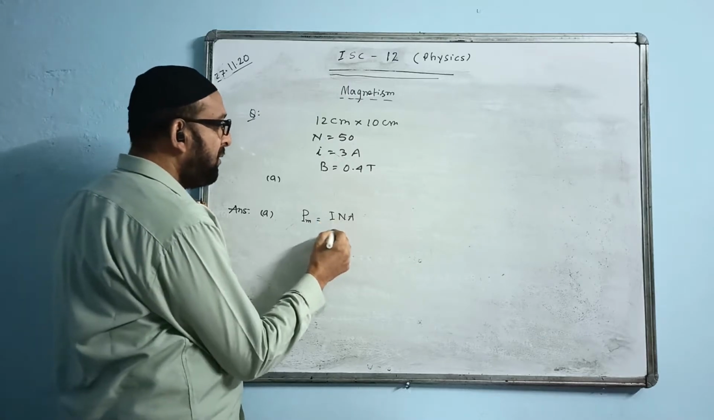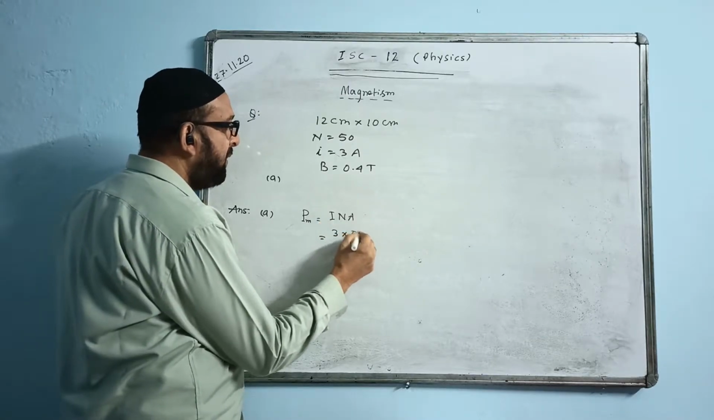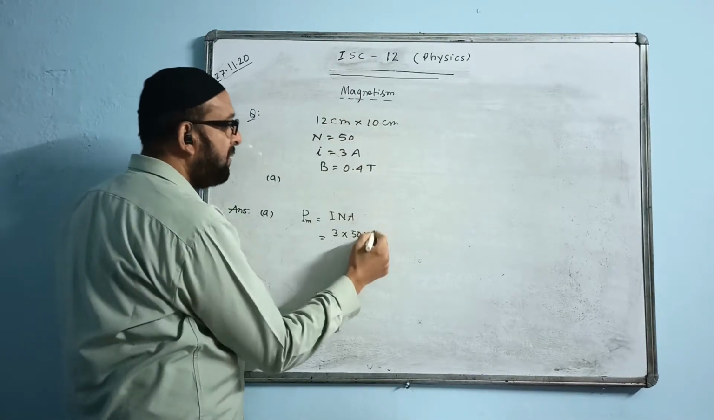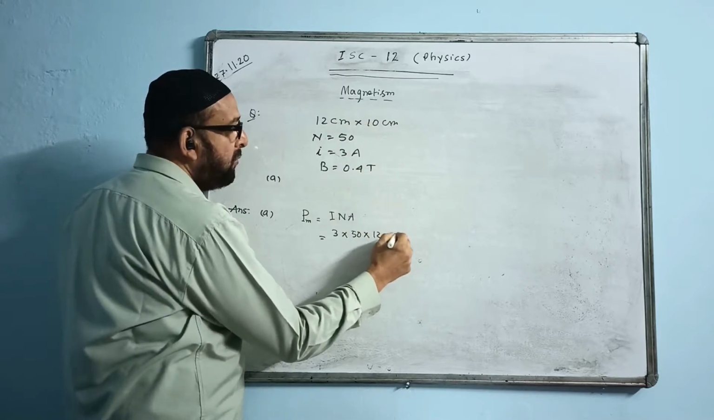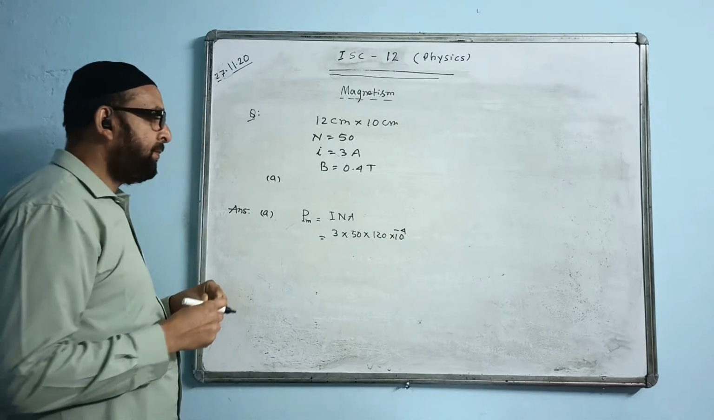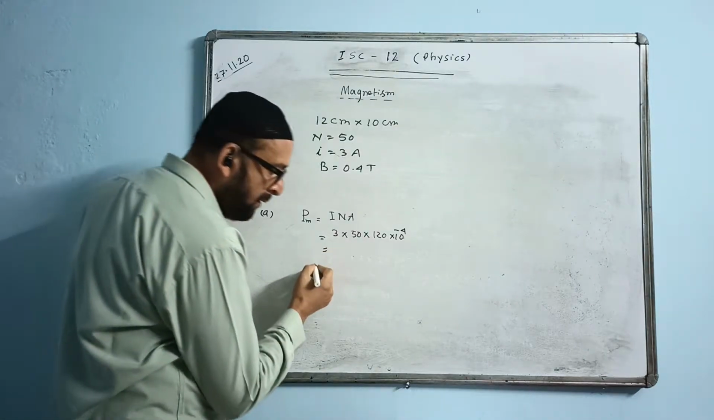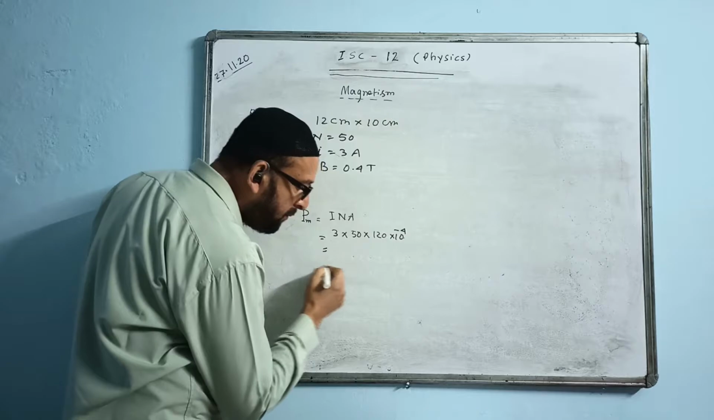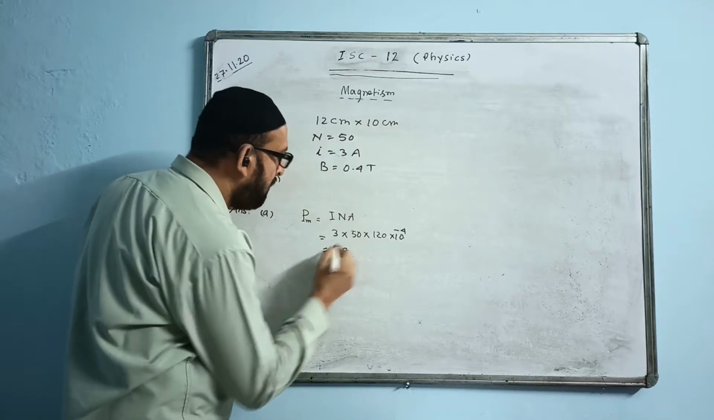I value is given 3. Number of turns 50, area will take 120 into 10 to the minus 4, changing in meter square. Now we will find the answer. The answer of this question will come 1.8.